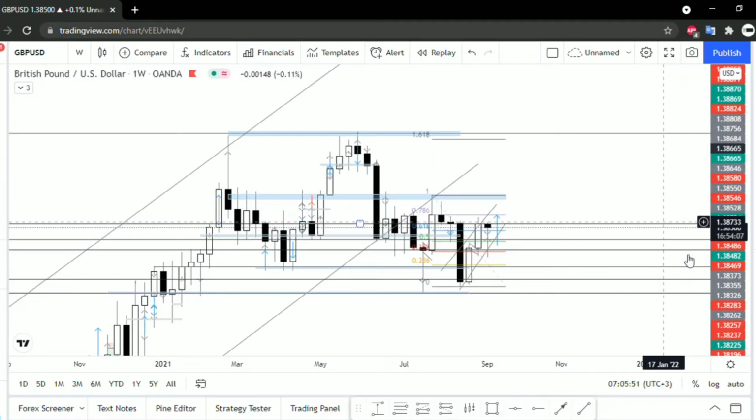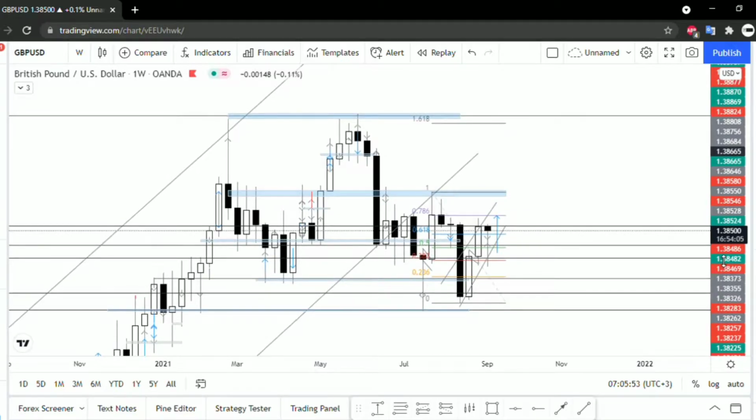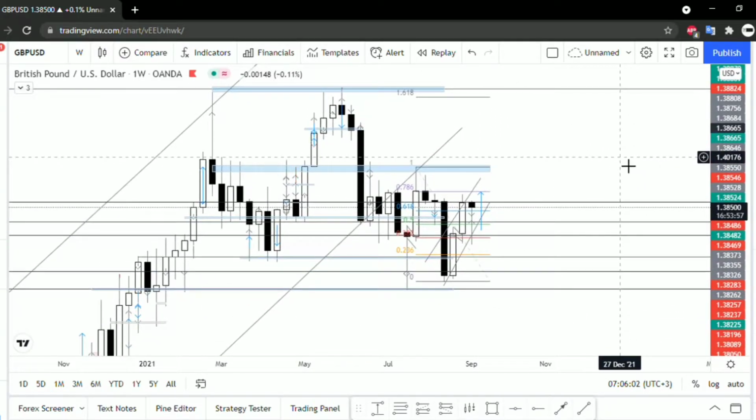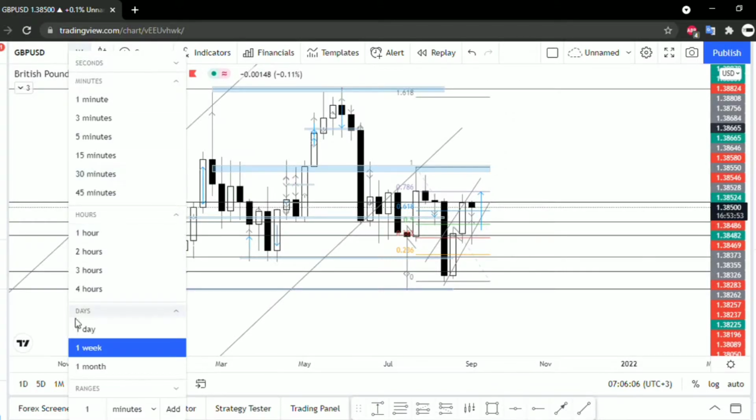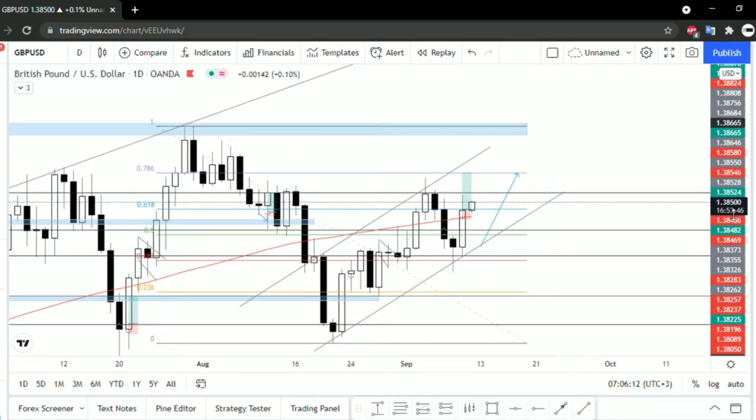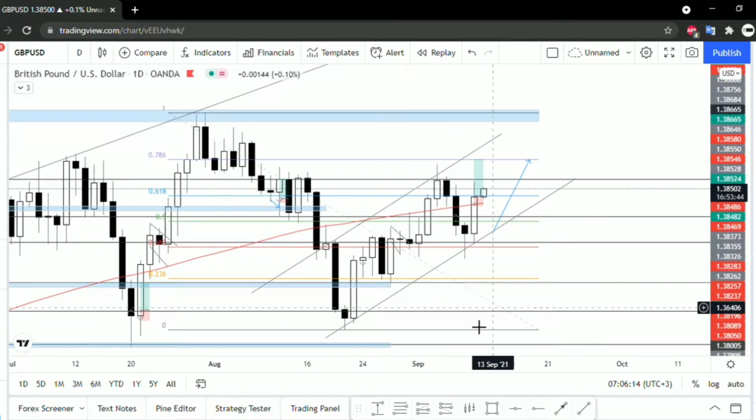So as we can see right now, we still are continuing with the movement. We haven't really finished forming this formation, but we just have to check how the market will be doing over the next few weeks or days. So let's zoom down to the daily level so that I can show you what I have been seeing in the market.